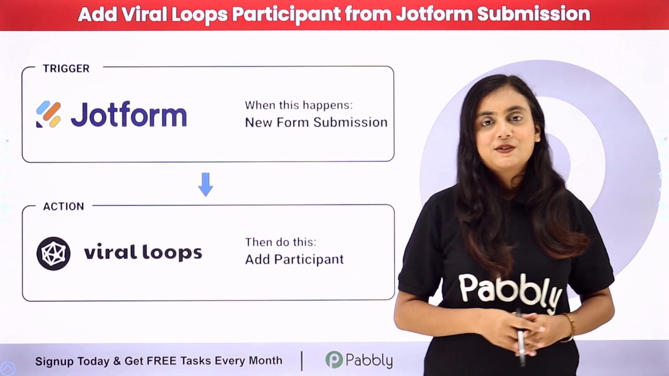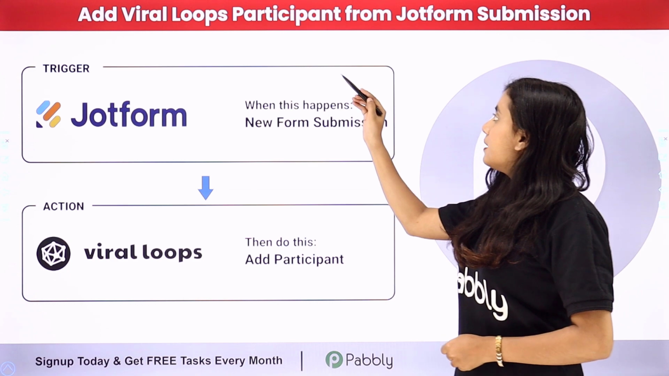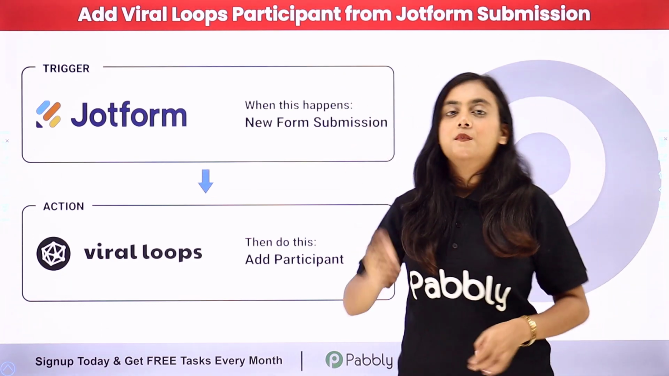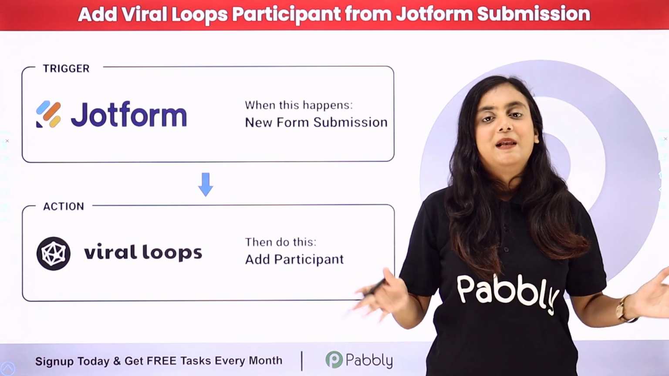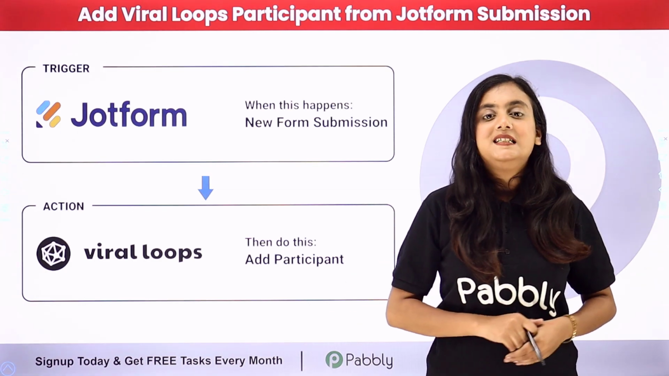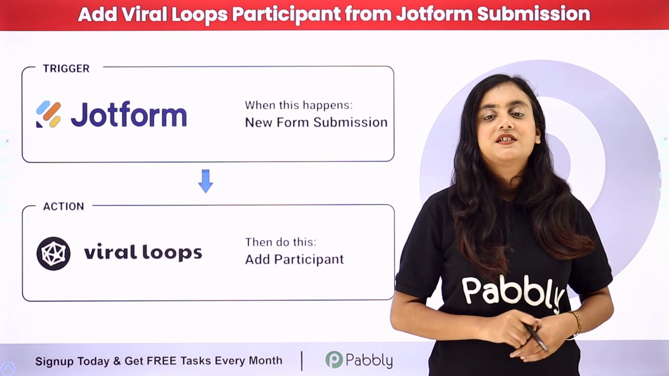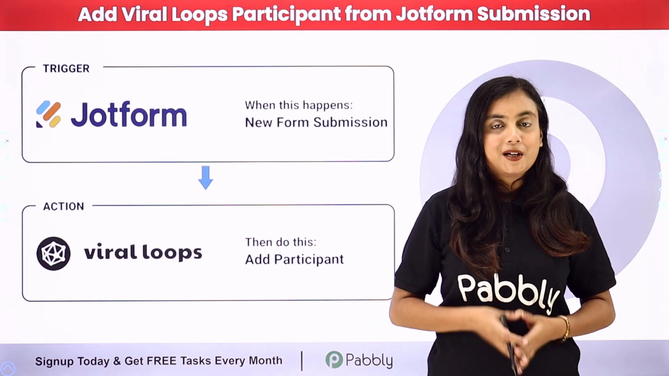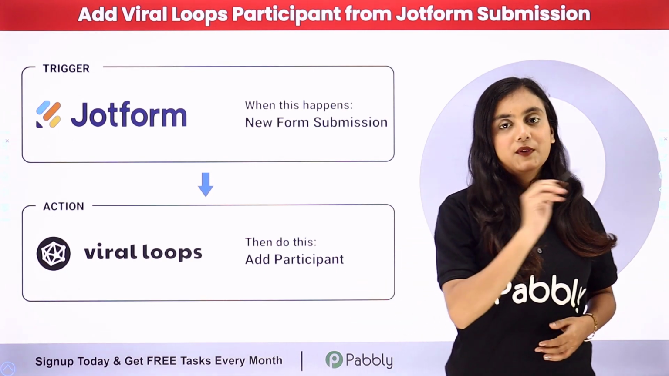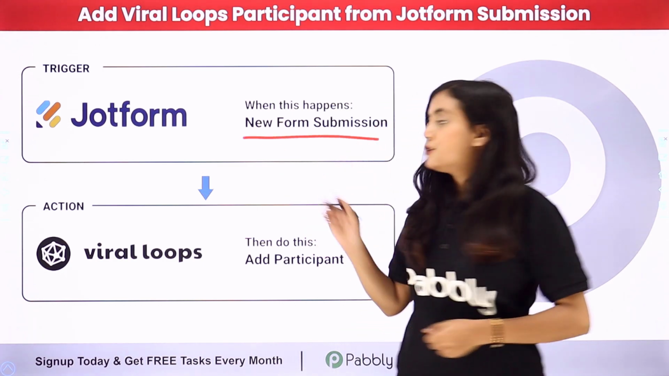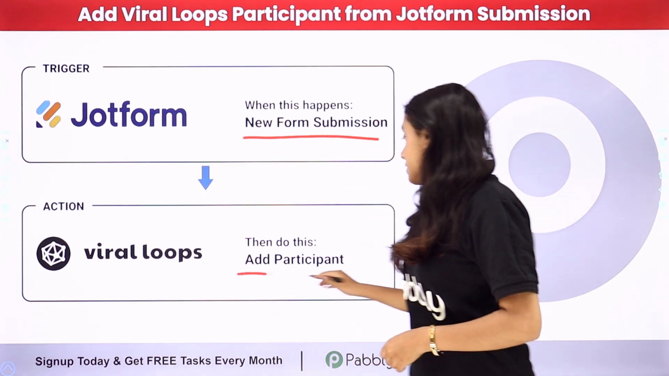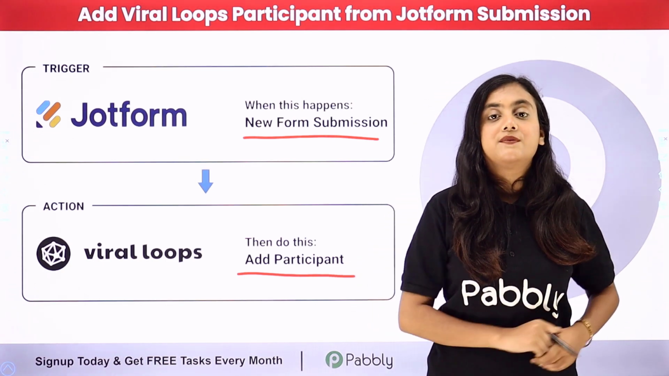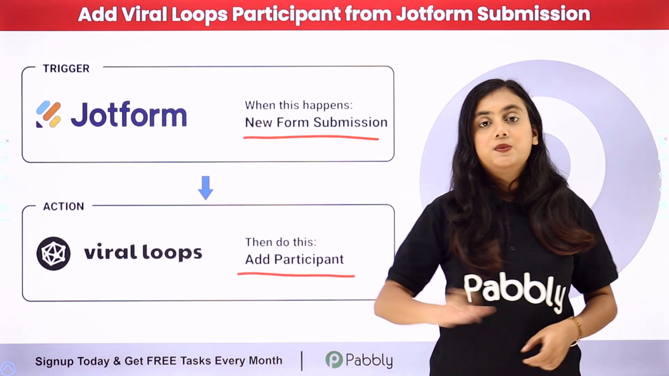In this video we're going to learn how to add Viral Loops participants from Jotform submission. So I have created a campaign for my business with the help of Viral Loops, and to have the details of my participants I have created a form with the help of Jotform. So here my objective is that whenever a new form submission is done by any of my participants, automatically the participants should be added into the campaign that we have created in our Viral Loops account.